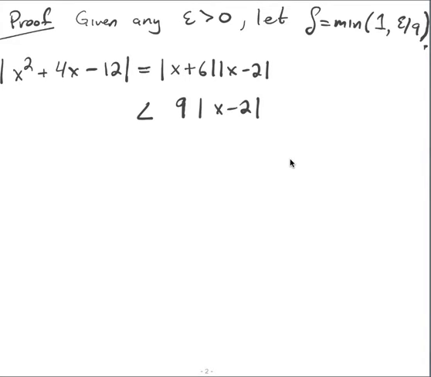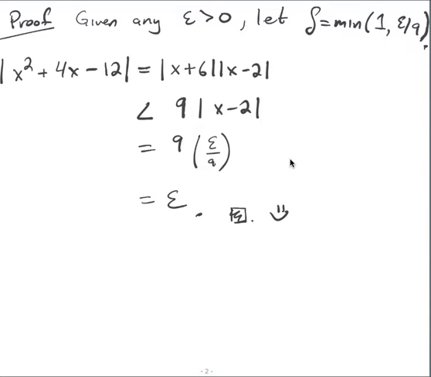Okay, so this is less than 9 times the absolute value of x minus 2, which is 9 times epsilon over 9, which is epsilon. And that's it. Then you can put your little square, or whatever you want to do, you can put a smiley face. So really, most of the actual work that you need to do is in the scratch work.